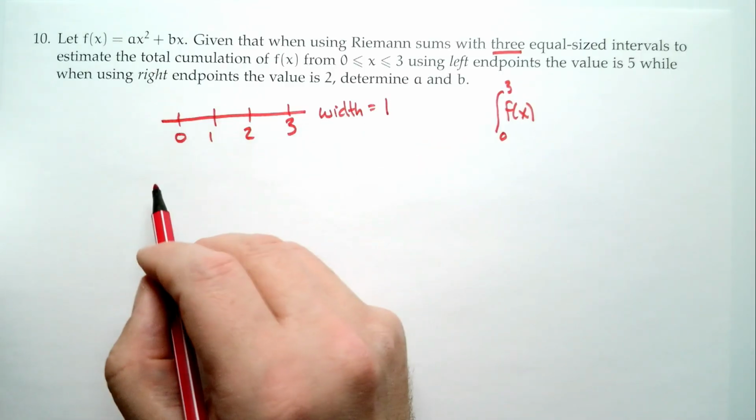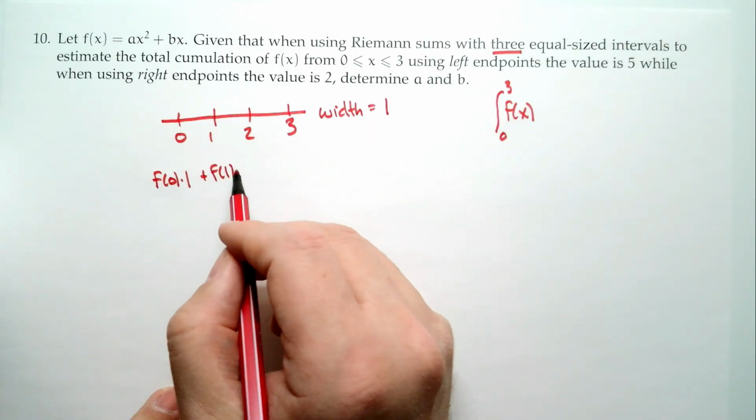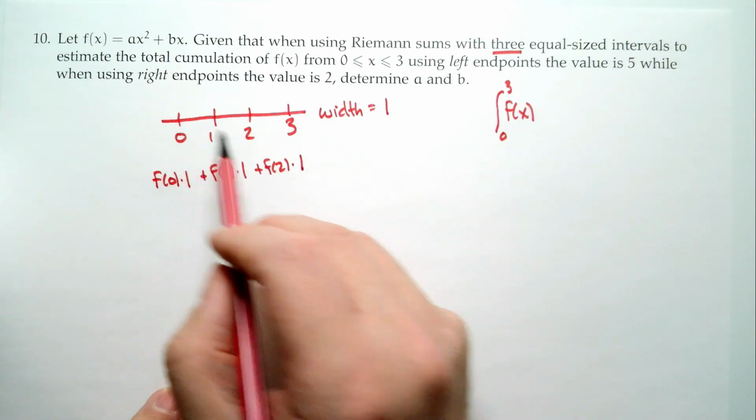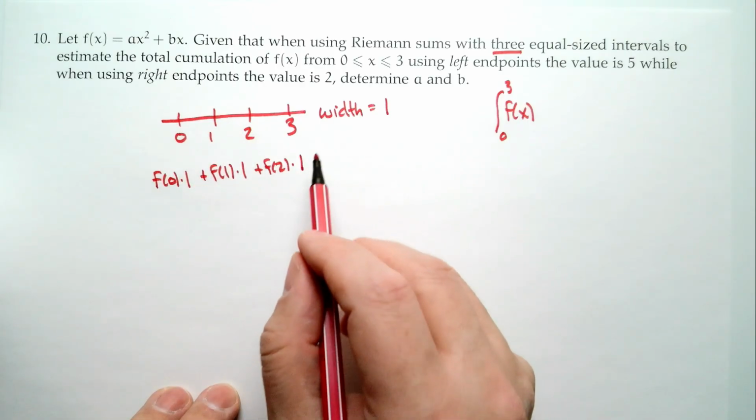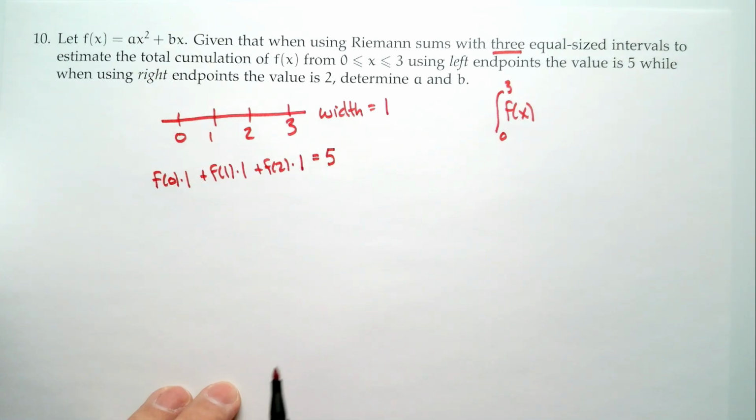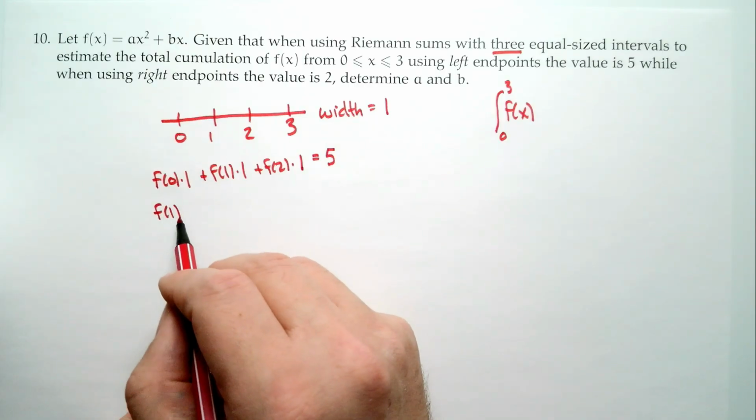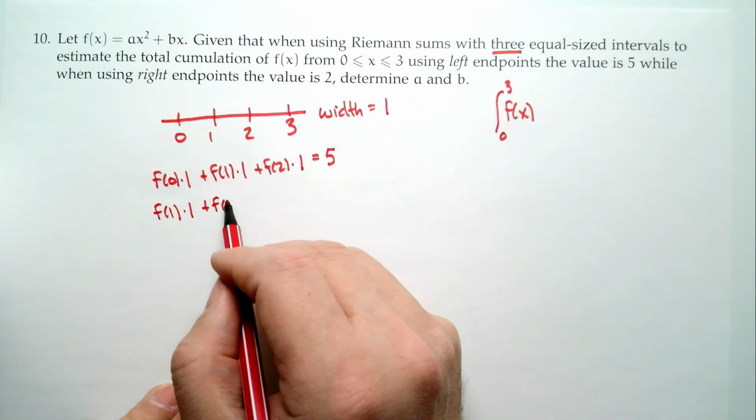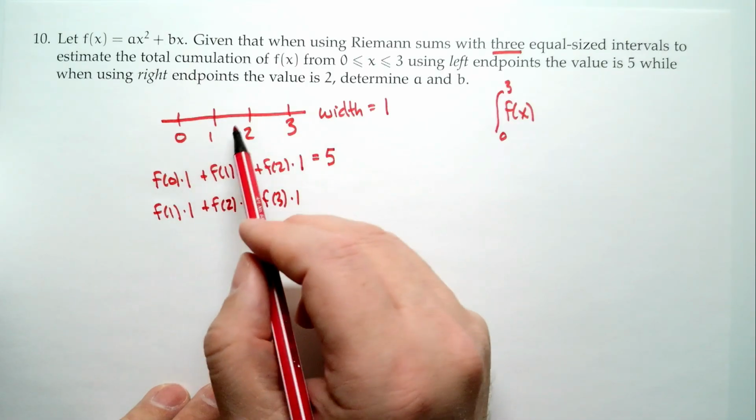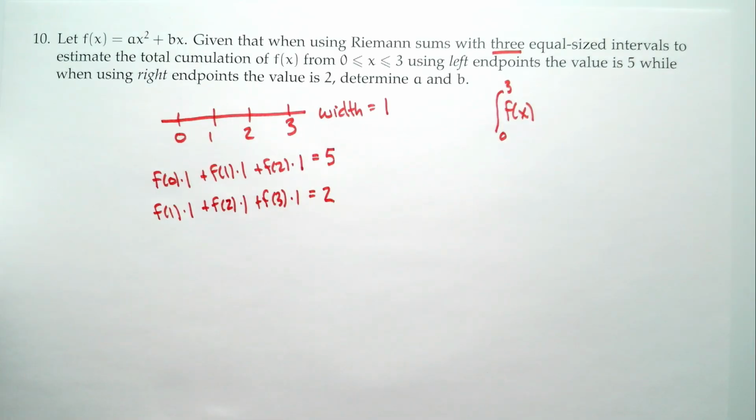So when we're using the left endpoints, we would take f of 0 times 1 plus f of 1 times 1 plus f of 2 times 1, right? Because 0, 1, 2 are my left endpoints. This is going to be equal to 5. When we use the right endpoints, that would be f of 1 times 1 plus f of 2 times 1 plus f of 3 times 1, because the right endpoints are 1, 2, 3, the value is 2. So that's what we're told.